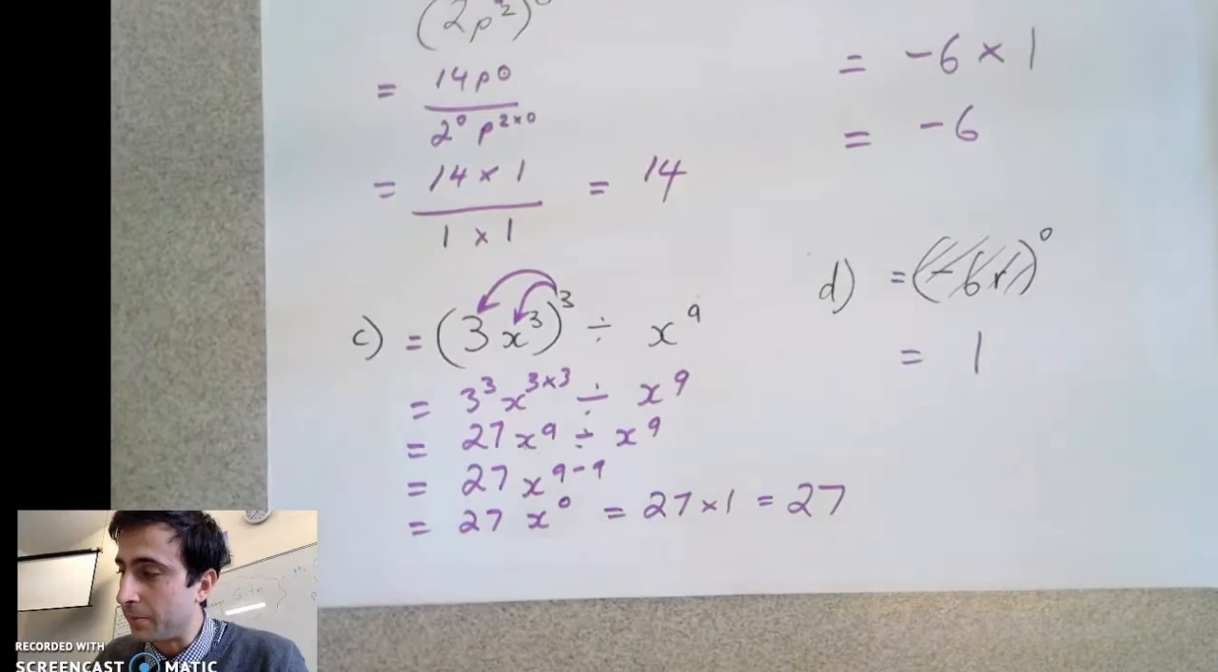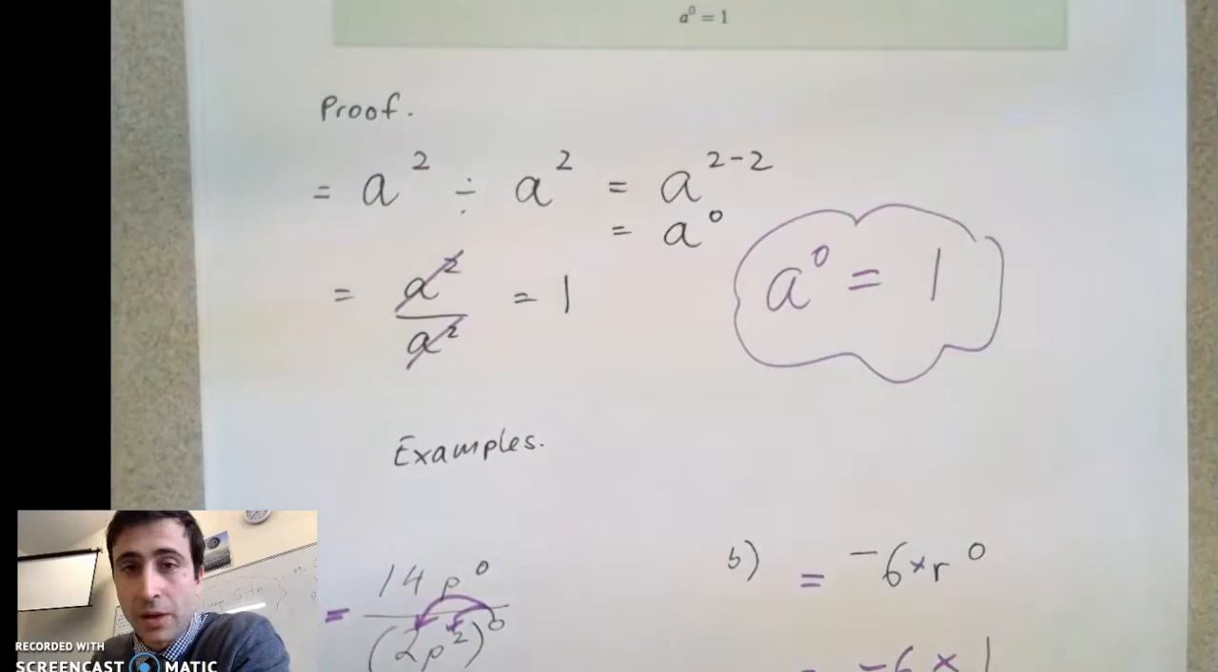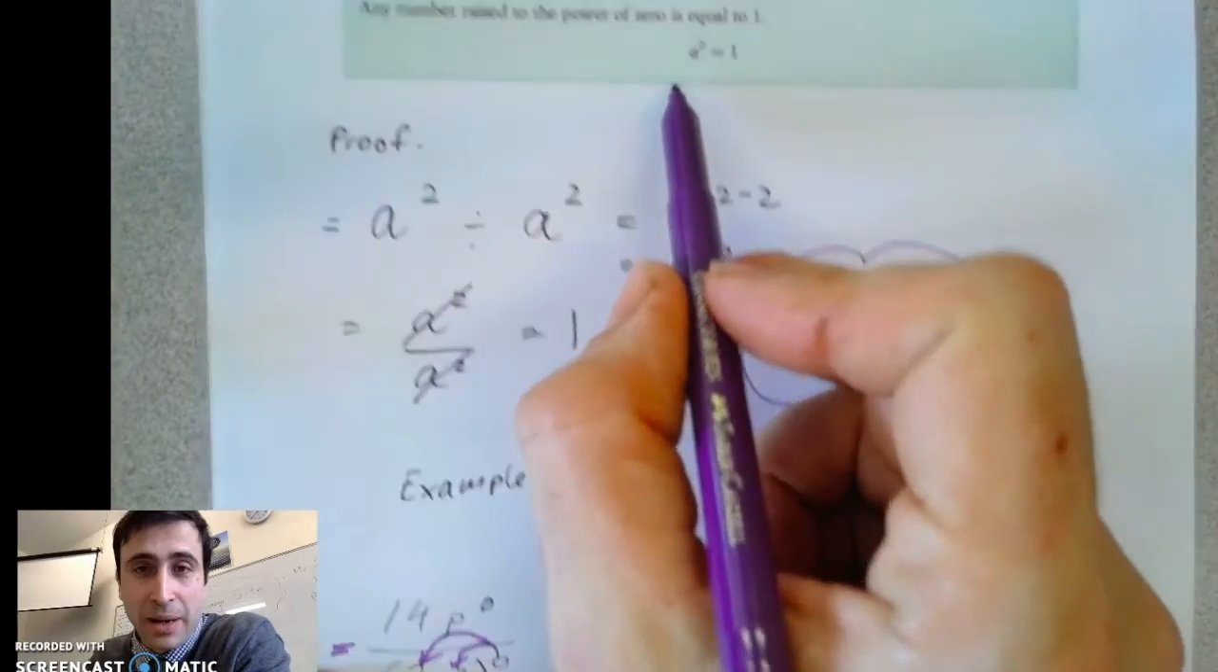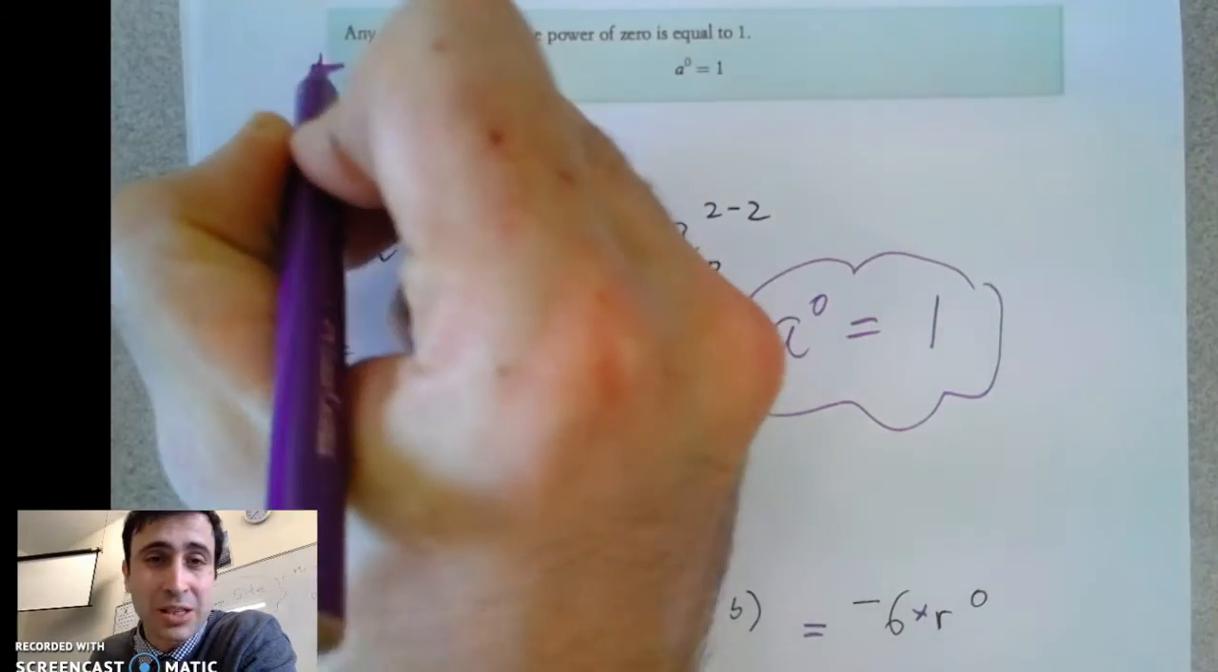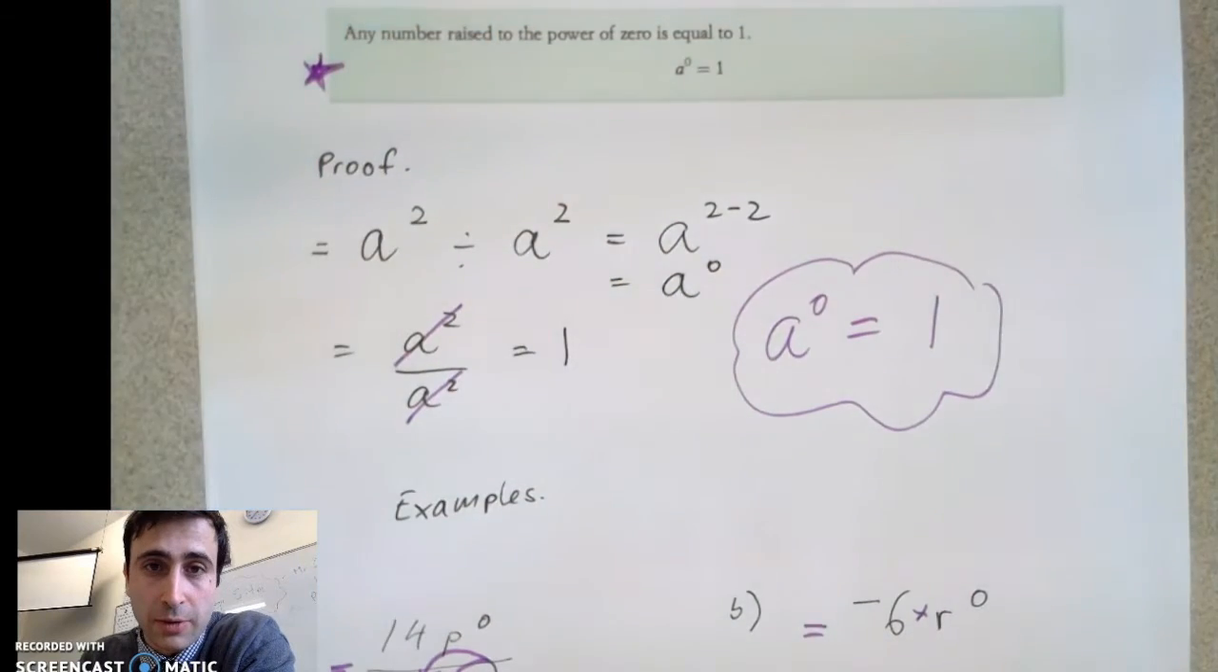So to recap, for the millionth time, anything to the power of 0 equals 1. Please write this down in here. And make it nice and handy so that you can refer to it just in case you forget. Okay.